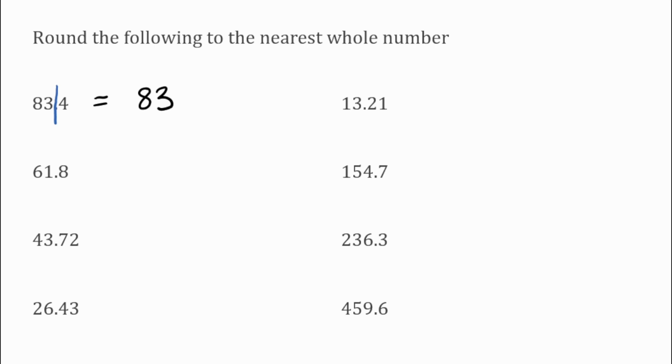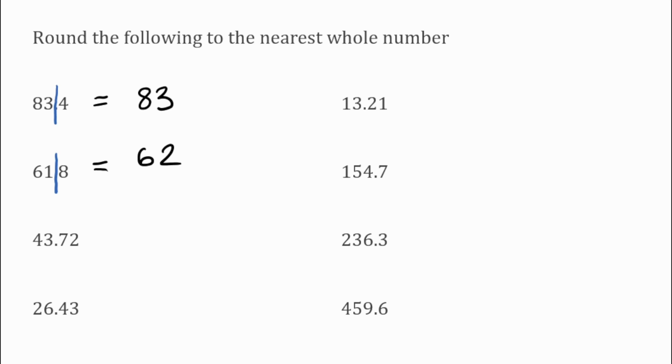Okay, for this next example, we've got 61.8. So again, drawing our line through the decimal point. We're then focusing on this 8 on the right-hand side. Because it's an 8, that means we're going to round up the previous digit. So 1 would round up to a 2. So our answer here would be 62.